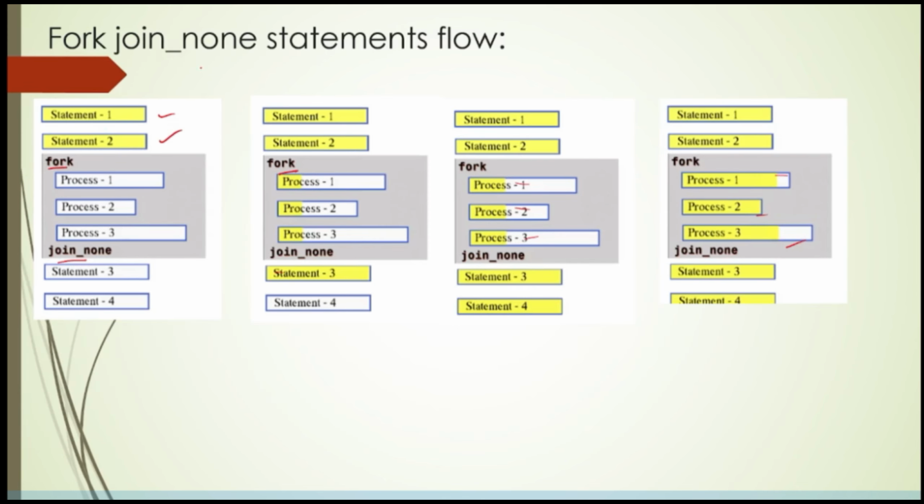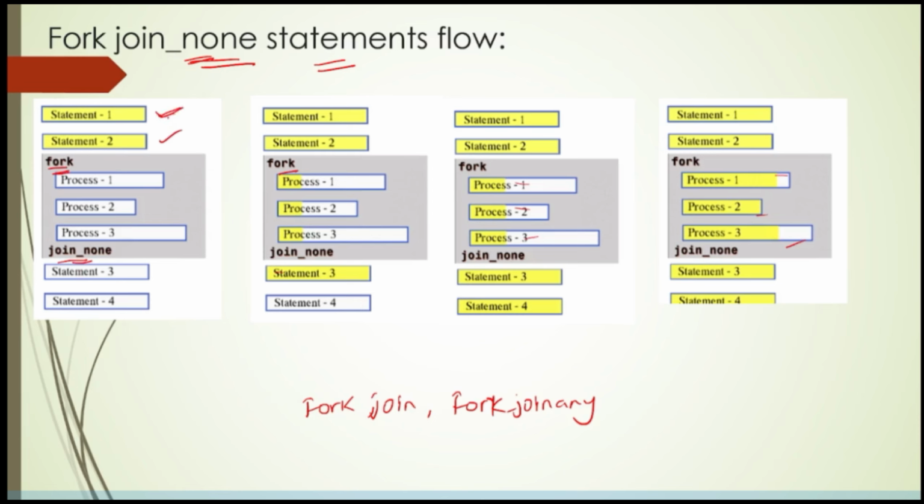Now coming to the fork join none statement flow. Until now we have discussed fork join and fork join any. Now we are going to discuss fork join none. In the case of fork join none, when you specify it as fork join none, everything will be executed in parallel.